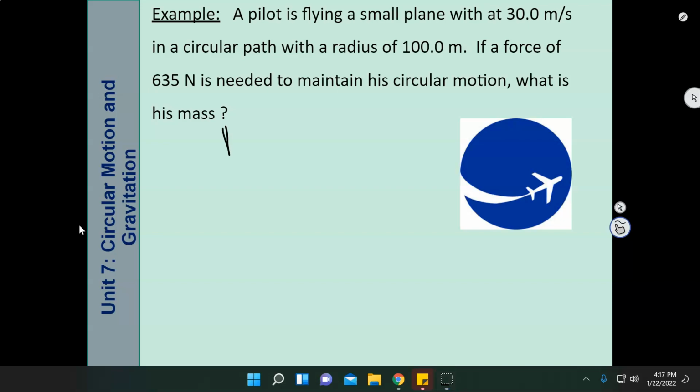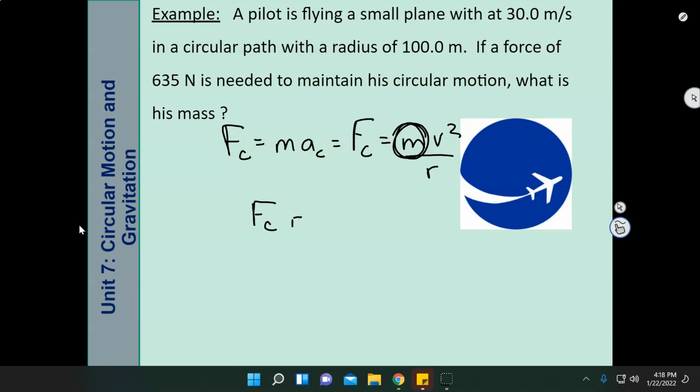So we're still going to use the same equation. Force centripetal equals mass times acceleration centripetal, which equals m times v squared over r. So then we can just fill in our variables here. It looks like they want us to solve for mass. So if I want to solve for mass, I'm going to have to take force centripetal times r, the radius, divided by v squared to get the mass. Just use a little algebra there to manipulate it, and fill in your values and then calculate the mass.